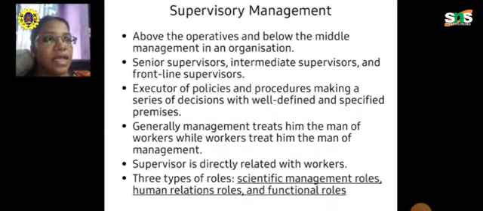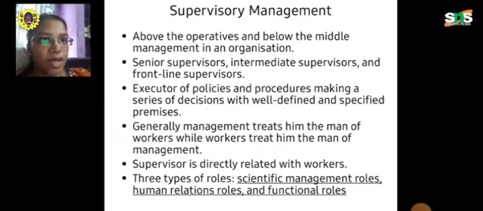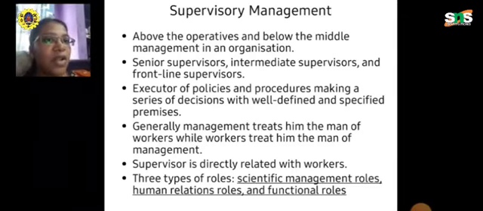Next comes the third, the supervisory management. It is above the operatives and below the middle level management in an organization. So there stands the supervisory management: senior supervisors, intermediate and the frontline supervisors. They are executors of policies and procedures, making a series of decisions with well defined and specified premises, and mainly this supervisor will be directly related to the workers.